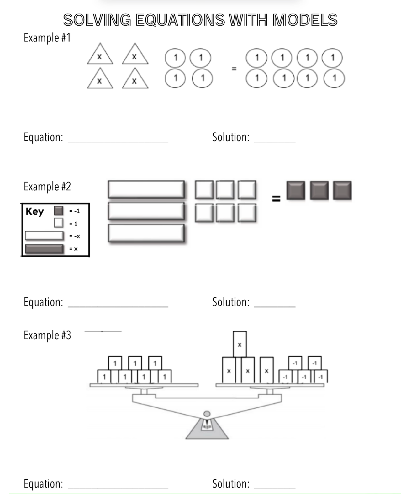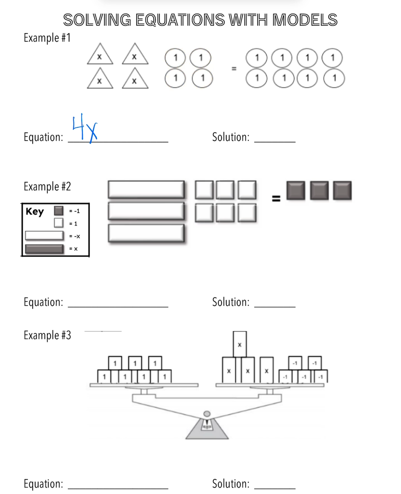This is a model of an equation. You can see it's a picture representation of our equation. So first thing I'm going to do is write my equation down. I'm going to count and say, how many x's do I have? I have 1, 2, 3, and 4. So I'm going to write down 4x. And then I have some positive ones here. So I have 1, 2, 3, 4 positive ones.